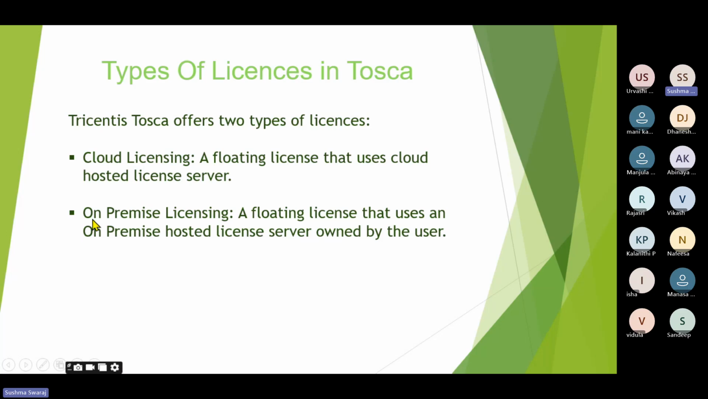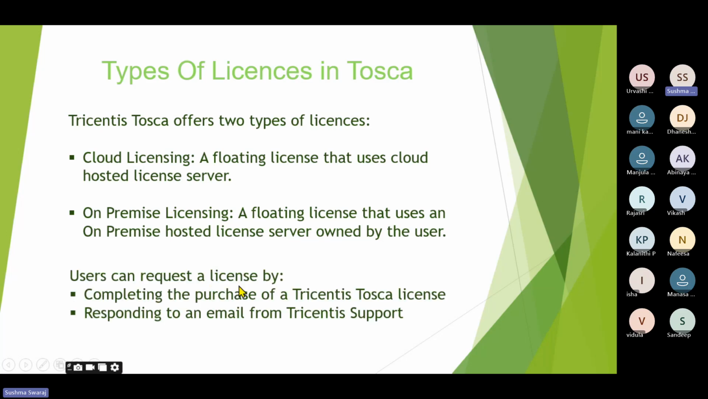And the on-premise license is hosted by companies who have proper premises and own the licenses themselves. So this is something the company holds. Then a user can request a license by completing the purchase of the Tricentis Tosca license. This is one way on-premise licensing people do it. The other is responding to an email from Tricentis support. This is what I'm going to tell you that you can do personally at your level.